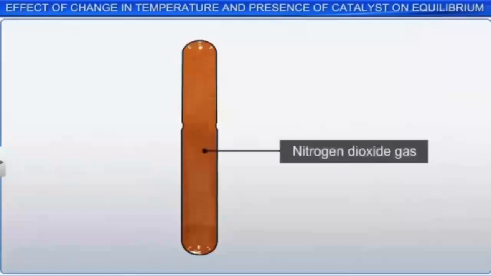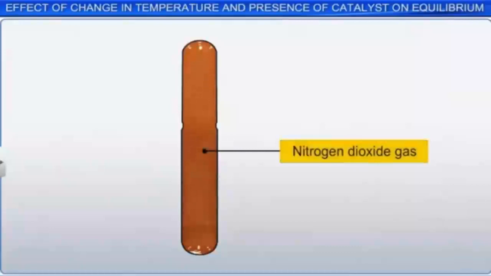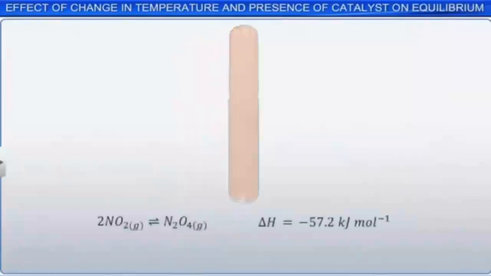The effect of temperature on equilibrium can be demonstrated using nitrogen dioxide gas. Nitrogen dioxide gas, which is brown in color, dimerizes into colorless dinitrogen tetraoxide. This dimerization, as you can see from the value of delta H, is exothermic in nature.